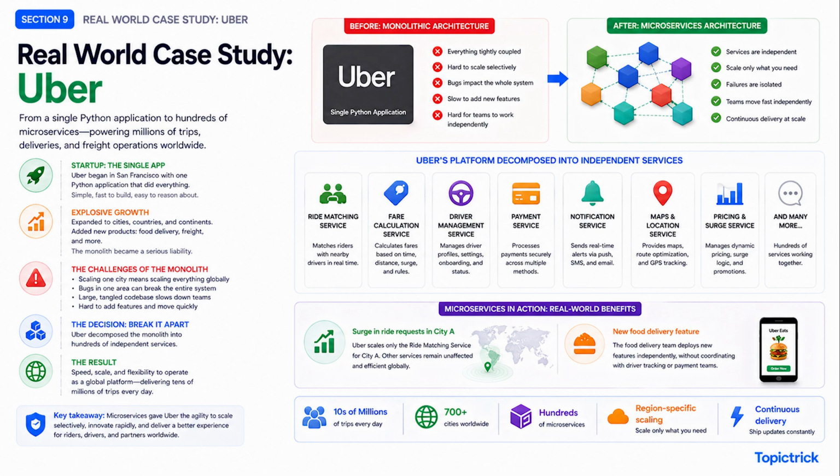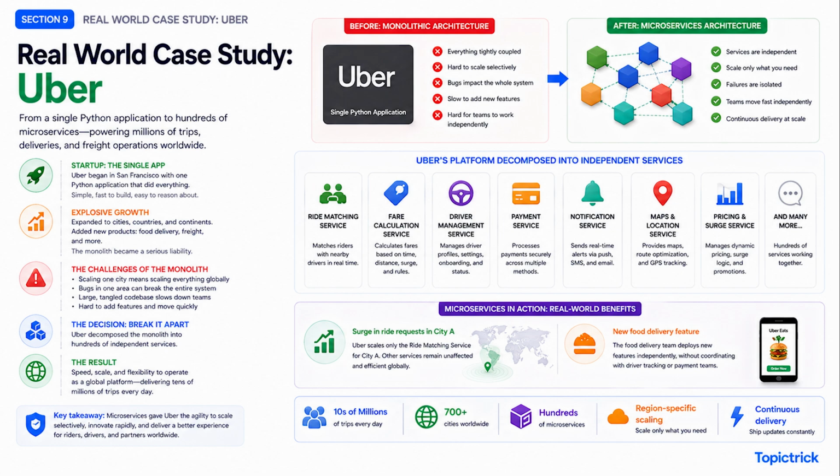They decomposed the single application into hundreds of independent services. Ride matching became its own service. Fare calculation became its own service. Driver management, payment processing, notifications, maps, and pricing each became independently operated systems. This meant that when demand for rides surged in one city, Uber could scale just the ride matching service for that region without affecting anything else running globally.